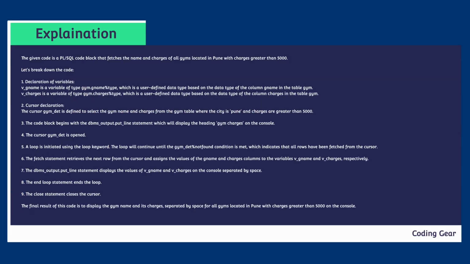Explanation. The given code is a SQL code block that fetches the name and charges of all gyms located in Pune with charges greater than 5,000. Let's break down the code.